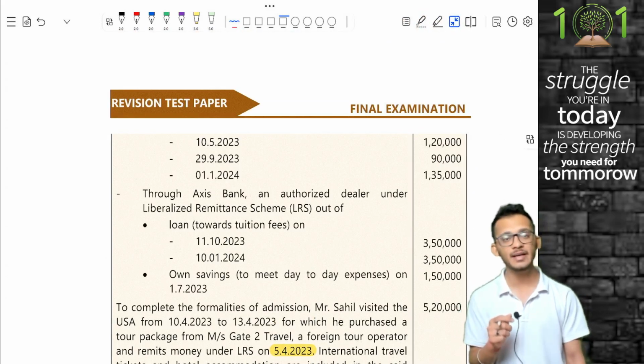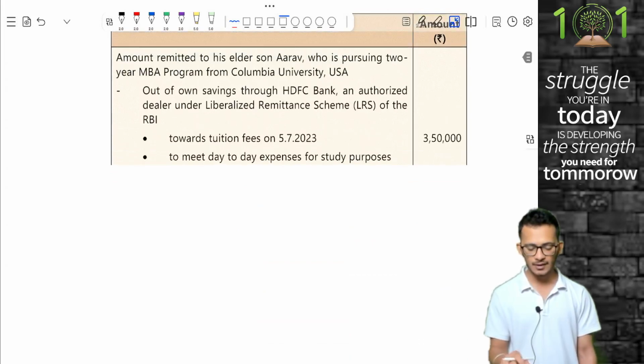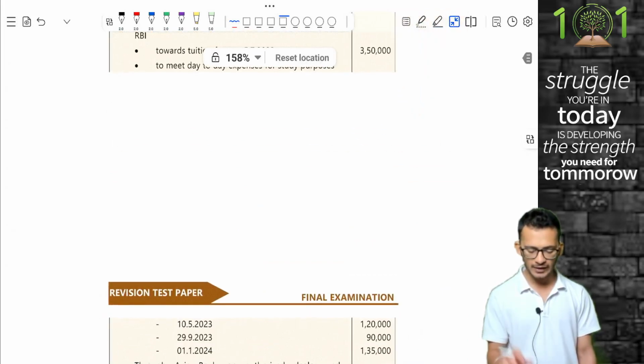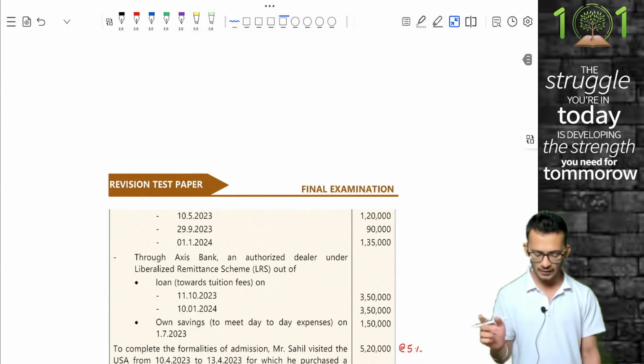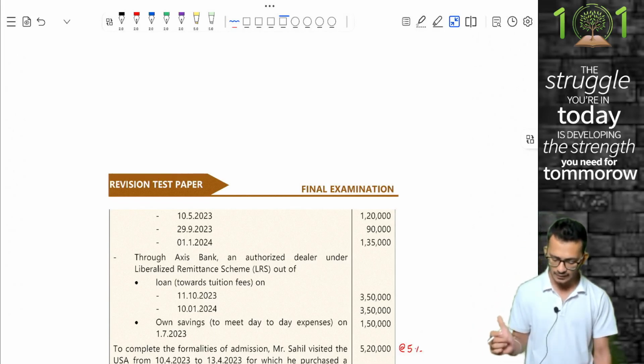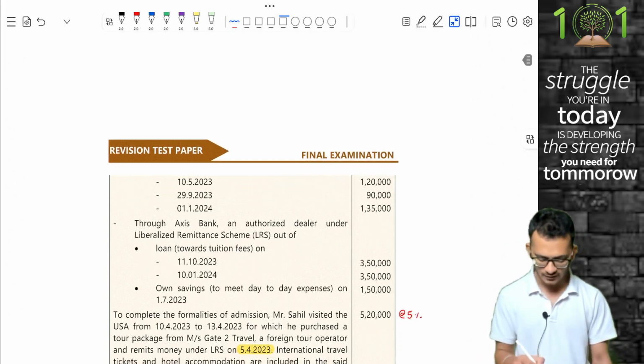Which means now you need to be careful about the dates. Very particularly, let's look at the dates. You are on 5 July on the 1st. Then you have 10/5, 29/9, 1/1, 11/10, 10/1 and 1/7, which means the first thing I notice is this is the first payment.